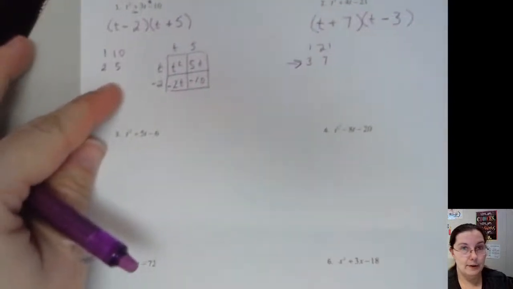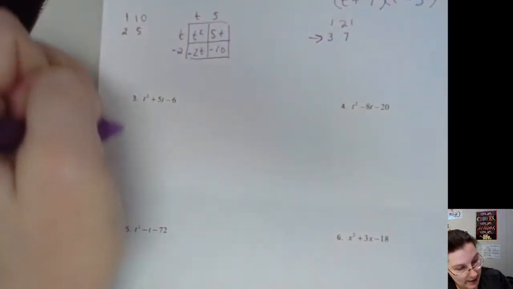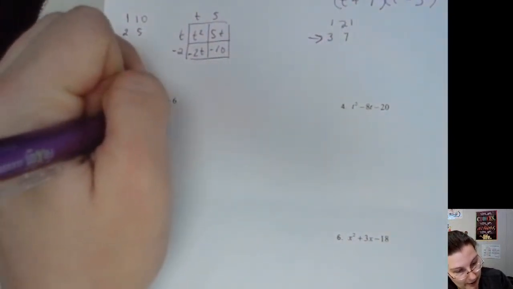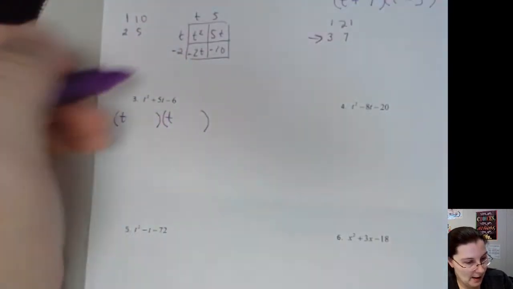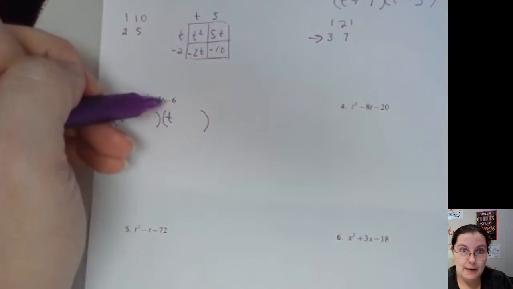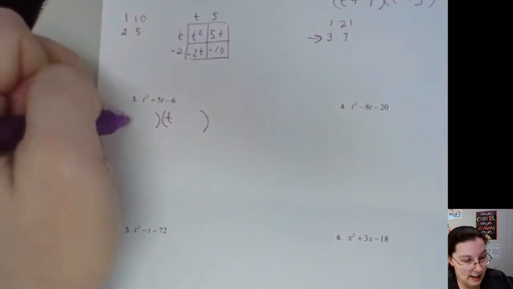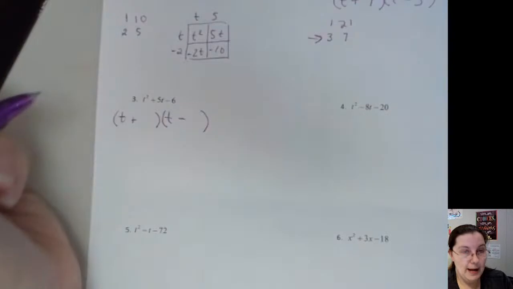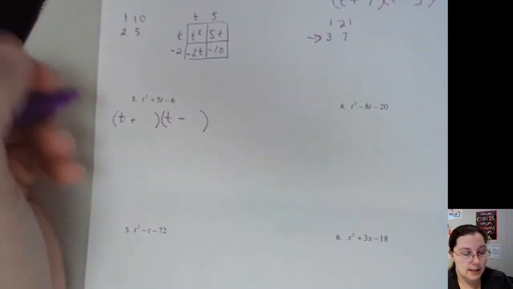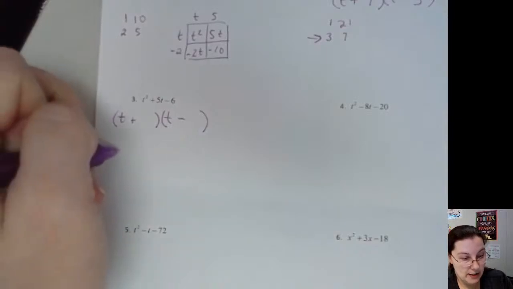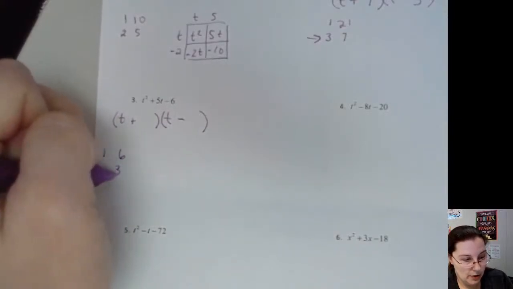All right, looking at number 3, same kind of steps. I'm going to set up those parentheses. I have t squared again, so I can keep t. Again, I have a negative in front of my last term, so I'm going to do a plus and a minus. Now I need to figure out the factors of 6. I have 1 and 6, and 2 and 3.